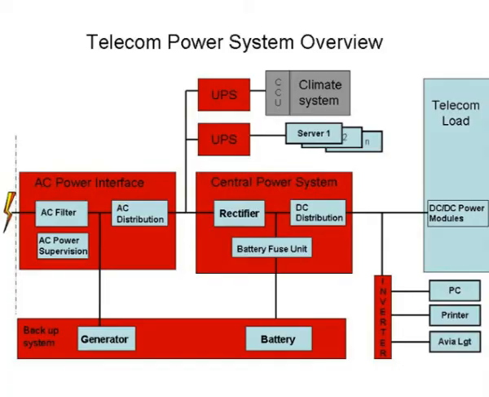An inverter converts DC voltage to AC voltage. The inverters are normally fed with DC from the rectifiers. But during a mains failure, they're supplied with DC from the batteries.